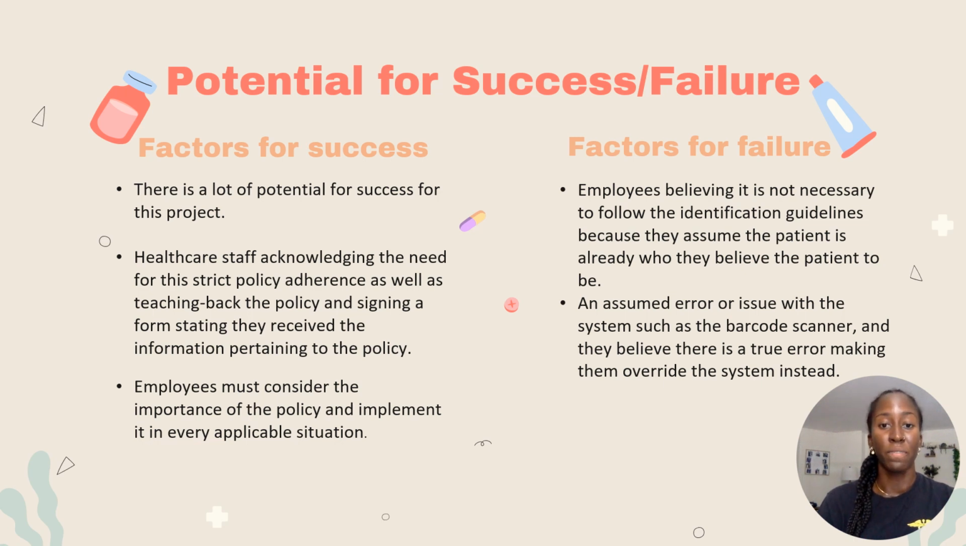Factors that may lead to failure include employees believing it is not necessary to follow the identification guidelines because they assume the patient is already who they believe the patient to be. Another factor is an assumed error or issue with the system, such as the barcode scanner, and the nurses or hospital staff believing that there's a true error, making them override the system instead.